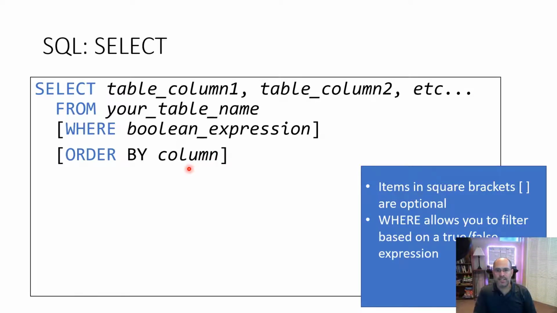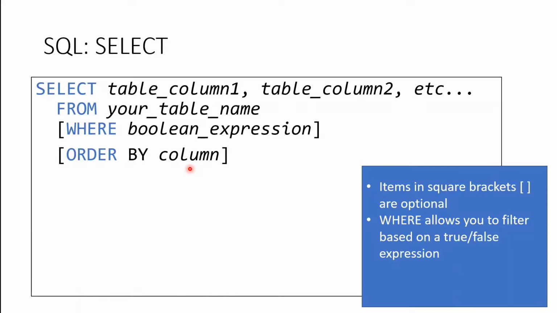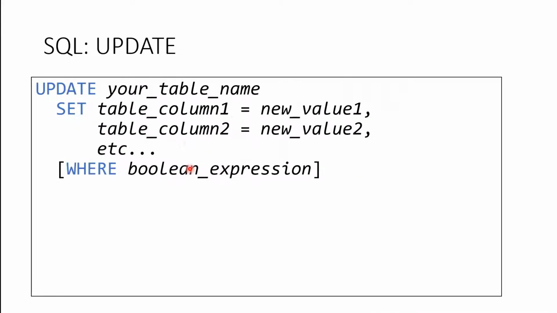The where clause allows you to filter based on a true-false expression, and the order by clause allows you to sort the output of the table, of the rows in the table by a certain column or set of columns.